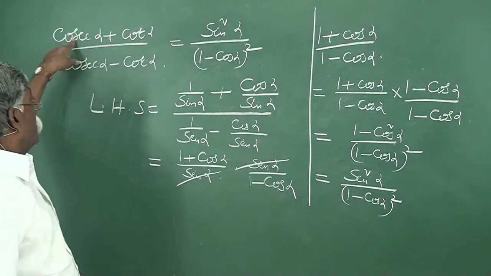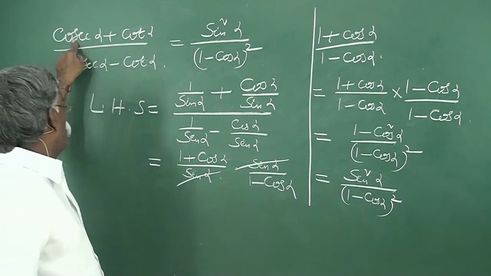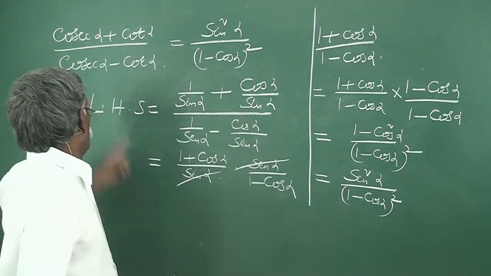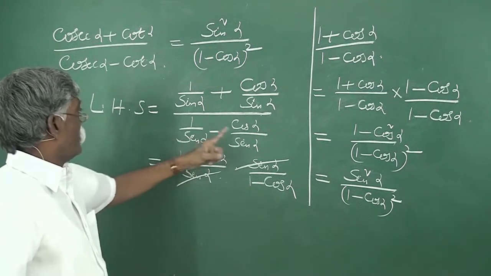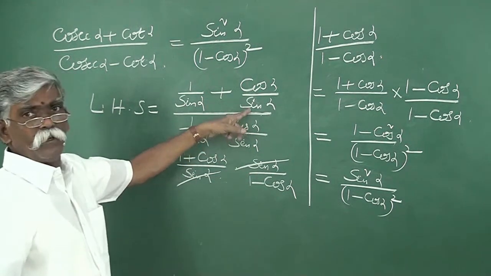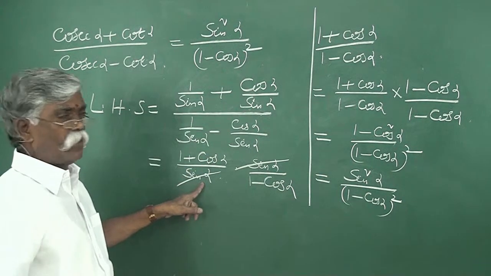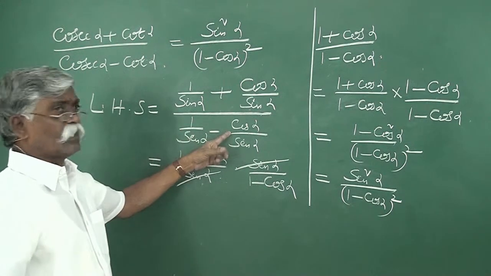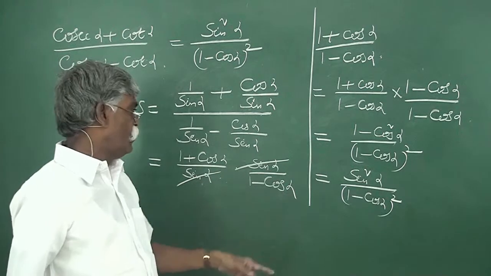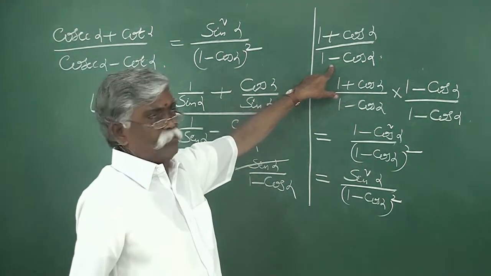So the left hand side is converted in terms of sin and cos. This is 1 by sin alpha plus cos alpha by sin alpha, here 1 by sin alpha minus cos alpha by sin alpha. We have taken the LCM in the numerator, so we are left with (1 plus cos alpha) by sin alpha. Here after taking the LCM and reversing, it is sin alpha by (1 minus cos alpha). These two get cancelled. So we are left with this answer.